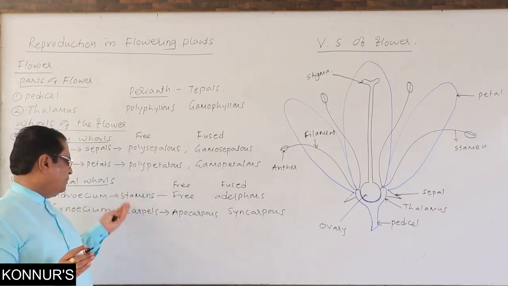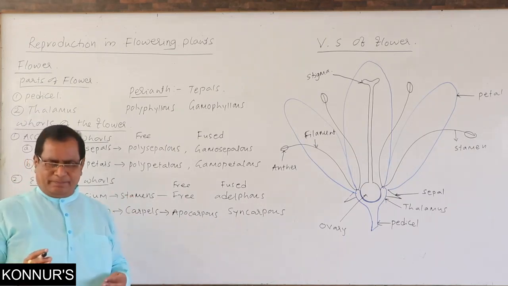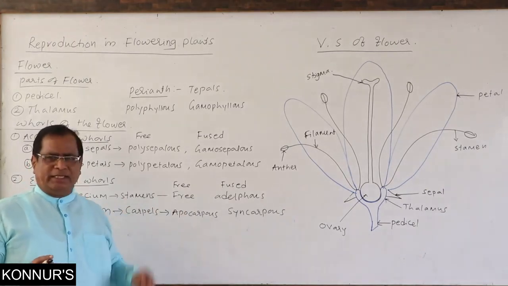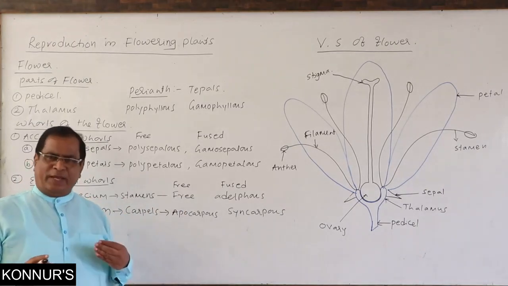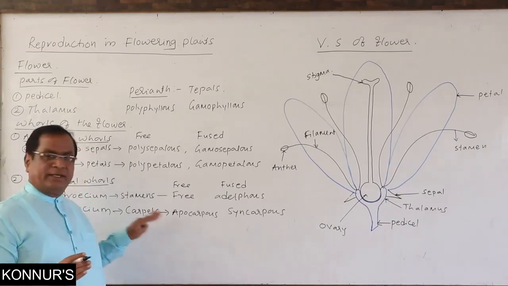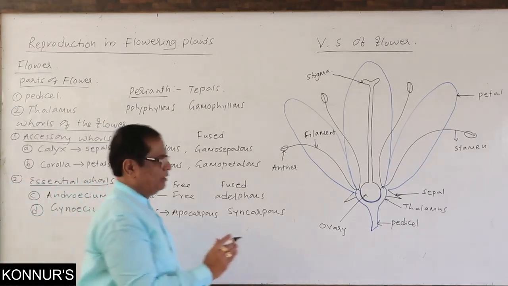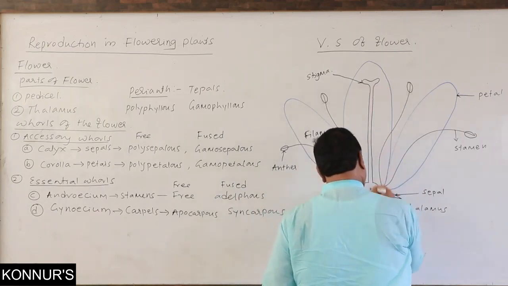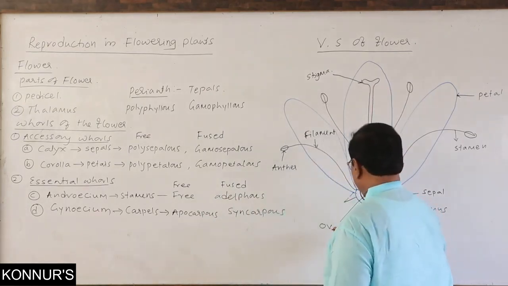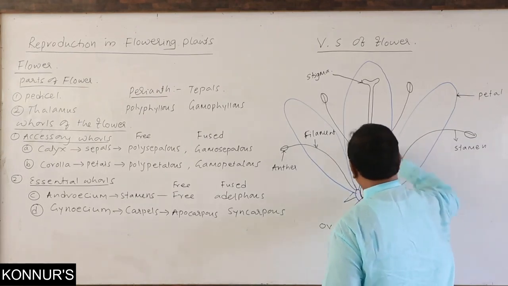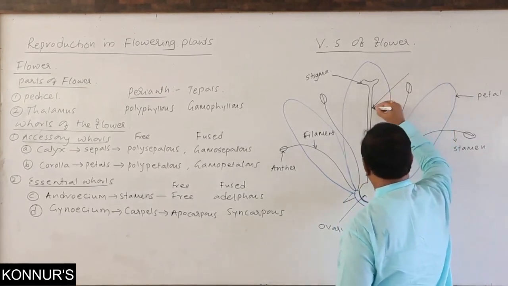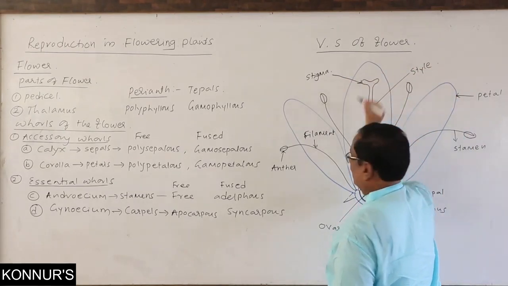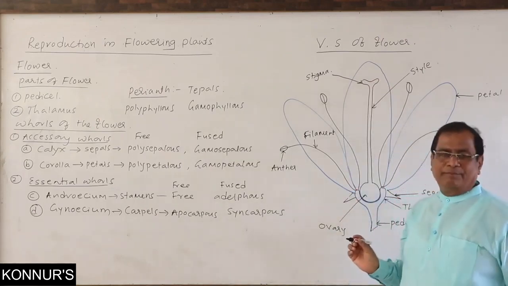The number of stamens or carpels is varied. Stamens vary in number and size, and carpels also vary in number, shape and size. Here is the structure of a carpel. The basal part is named the ovary, then the style, and the upper portion is named the stigma.